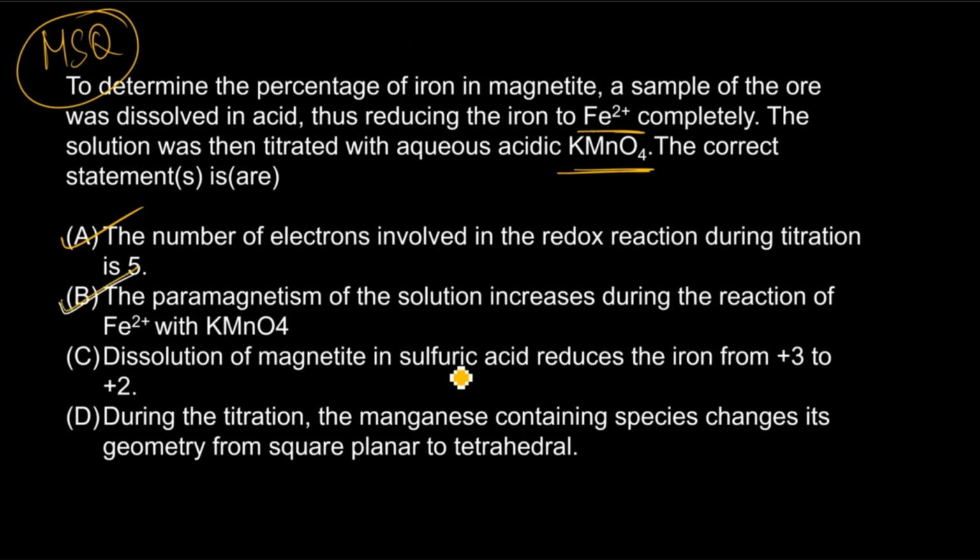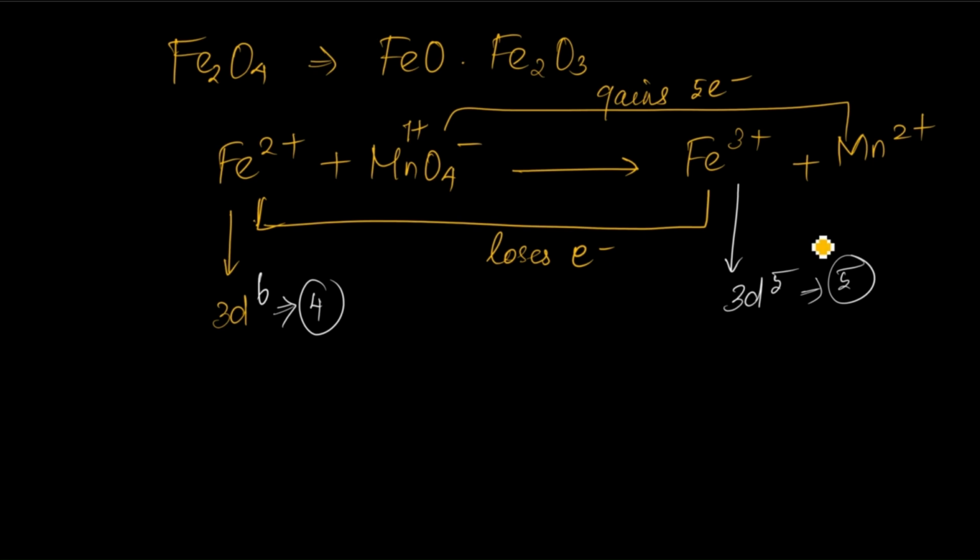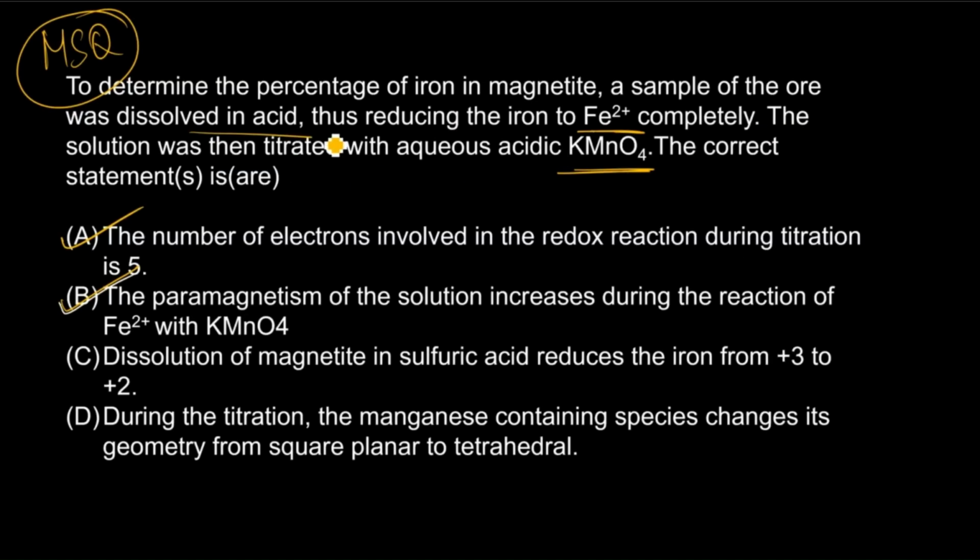Then dissolution of magnetite in sulfuric acid reduces the iron from +3 to +2. The magnetite contained a mixture of oxidation states. As I already mentioned, Fe2+ is also there, Fe3+ is also there. When it is dissolved in H2SO4, dissolved in acid, reducing to Fe2+ completely. So Fe3+ to 2+ it is forming. So C is also right.